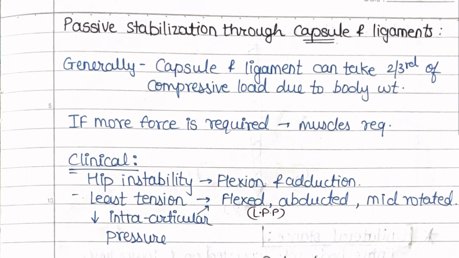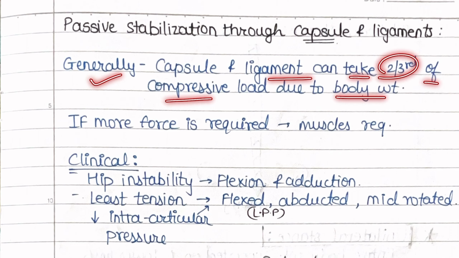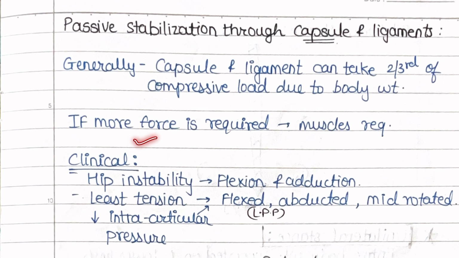Now the passive stabilization through capsule and ligaments. Generally capsule and ligaments can take two-thirds of the compressive load due to body weight. The rest of the weight is taken by the bones as well as muscles, but two-thirds of the weight is taken by capsule and ligament. If more force is required, then muscles are required, as I mentioned.